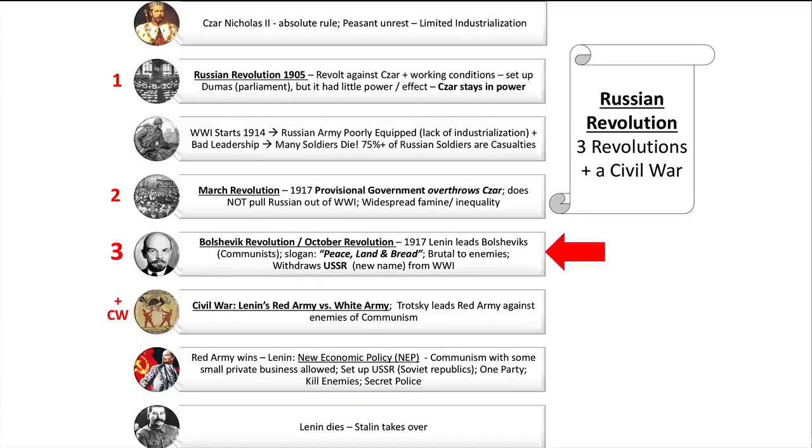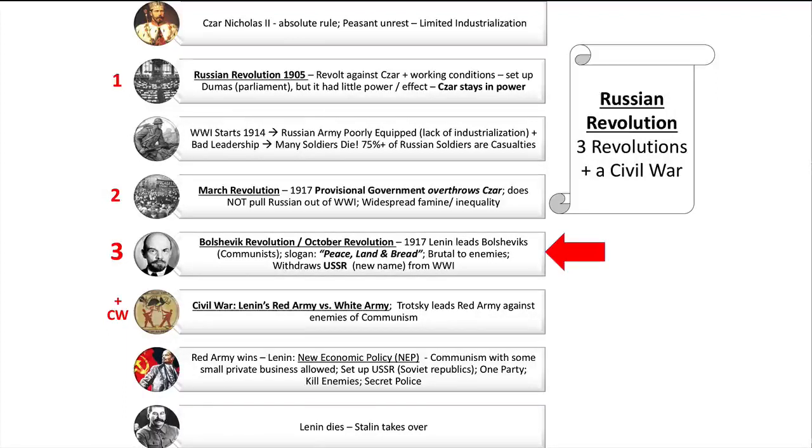But after the Dumas are formed, you start to see the rise of political parties in Russia, so people can run for these spots in the Dumas, and that leads to the birth of the Bolshevik Party. And that's going to be important later. So because of the Russian Revolution of 1905, the Bolshevik Party is created. That's one thing that comes out of it. The second thing that comes out of it is the fact that the Tsar stays in power, okay? The Russian Revolution of 1905 forms the Dumas, but other than that, the Tsar stays in power.